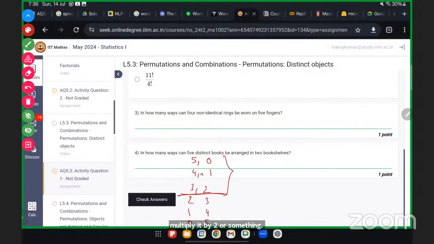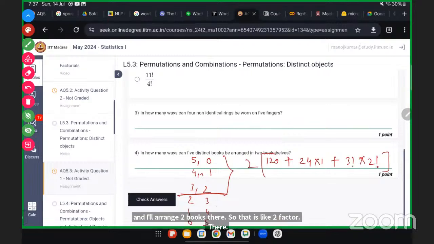I want to arrange 5 books in one shelf, so that is 5 factorial, which is 120, and I will not arrange anything there, so 0 factorial is 1. Plus I'll arrange 4 books here, that is 4 factorial, 24, and 1 book there, that is 1. Plus I'll arrange 3 books here, 3 factorial, and 2 books there, 2 factorial. And then I'll multiply the whole thing by 2 because of this case.